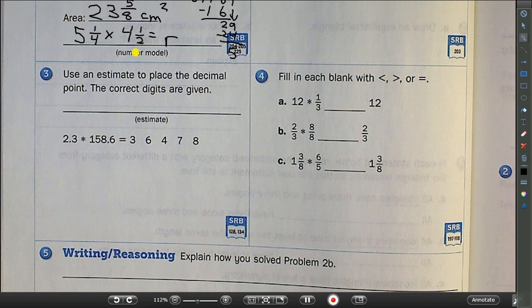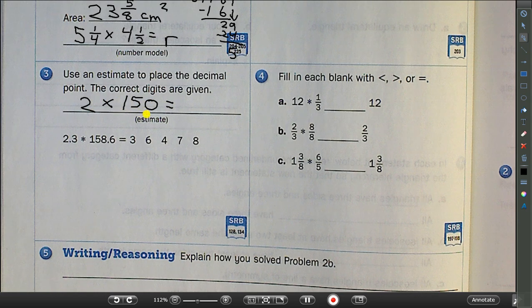This was the first one. So the first thing we're going to do is we're going to estimate. So for 2 3/10, I imagine most of us would just say 2. And depending, 158 6/10, some of you might round this up to 160. But I would imagine more of you would probably rather deal with 15 than 16. I bet a lot of you know what 15 plus 15 would be, because that'd be 15 times 2.